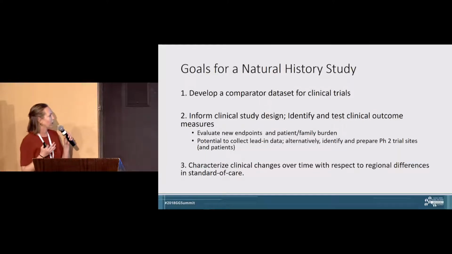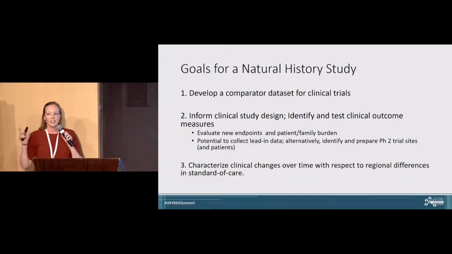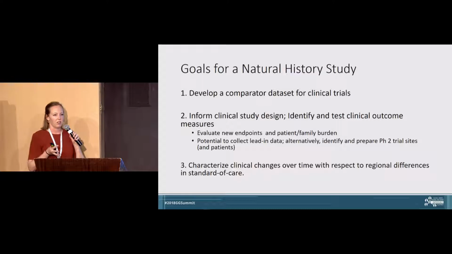The other aim or goal for your natural history study can be to inform clinical study design by identifying and testing clinical outcome measures. So that's important to evaluate new endpoints and understand patient or family burden. Potential to collect lead-in data. Now that is data that if you're going into a clinical trial, you can have what's called lead-in data. Maybe it's 6 months of that patient before they go on a therapeutic intervention. That's what we call lead-in data. So natural history can also serve a purpose of trying to bridge that gap before someone goes on an intervention.